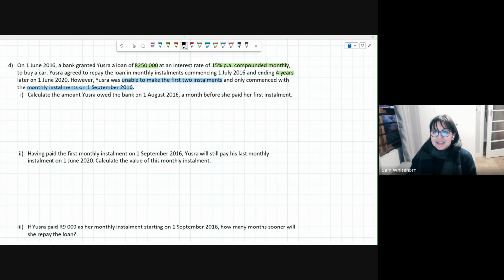Let's just make sure we understand the dates before we run into this. So remember, payments only start 1 July. Sorry, so 31 August. But because she's not making the first 2 installments, she's missing the 1st of July and the 1st of August payments. She's only making payments from the 1st of September. So we need to figure out what is still owed.